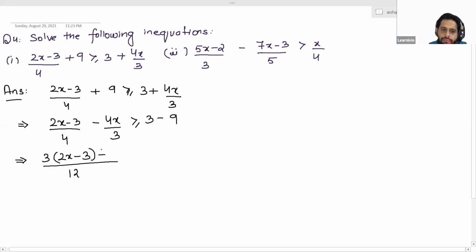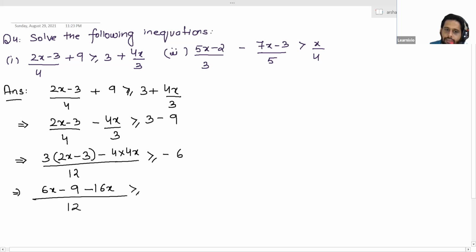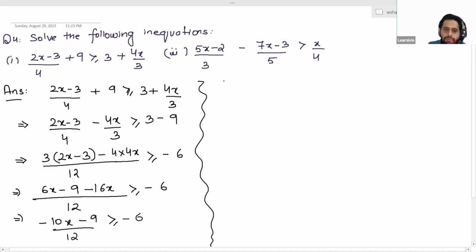Now this 12, divide this 12 with 3, you get 4. Now multiply 4 with this 4x. So this is 4 into 4x. Now less than equal to this, you will get minus 6. Now open the bracket, you will get 6x minus 9 minus 16x by 12 greater than equal to minus 6. Now solve it. 6x minus 16x is minus 10x, minus 9 by 12 greater than equal to minus 6.